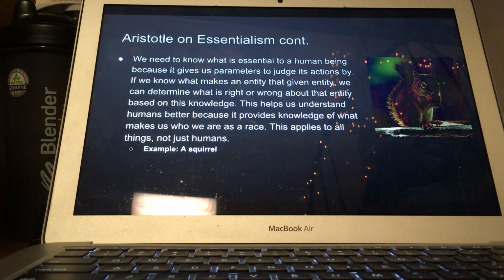We know that one thing that is essential to squirrels is the fact that they like to eat nuts and acorns with little else. Therefore, if one were to see a squirrel eating, say, a small bird, we would know that what was happening is wrong because that is an action that does not fit in what it means to be a squirrel.